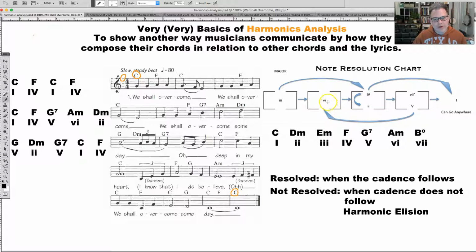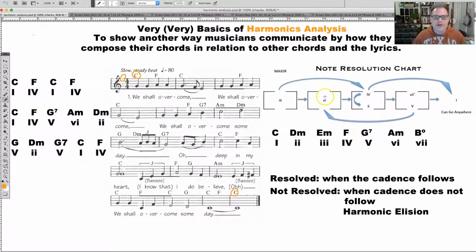And this is an order that has been around for hundreds of years. It's what humans have come to understand as pleasant sounding or not pleasant sounding, or resolved or not resolved in music. And there's a whole history behind this, which I'm not going to explain now. But this note resolution chart is what people use when they're writing music. So now we want to see if the chords resolve, if there is a lack of tension, if there is tension, and if there is tension or a lack of resolution, why is it?